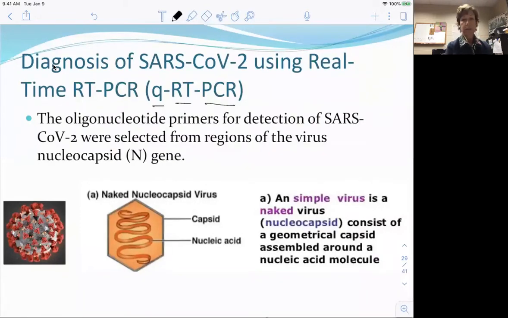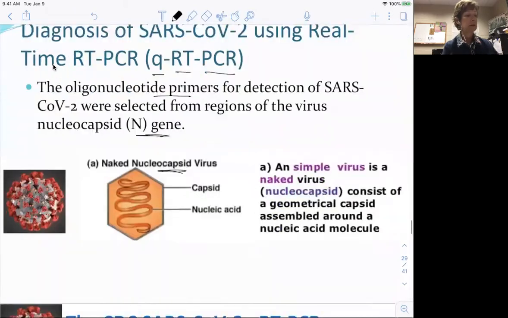And so the primers are designed for the SARS virus. They selected primers from regions of the gene that are in the nucleocapsid. And you want to find things that are conserved because the virus will go through mutations. So you want to find something that even if the virus goes through a little bit of point mutations, your primers are still going to bind to that virus.